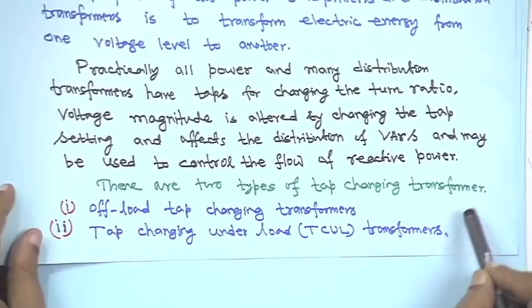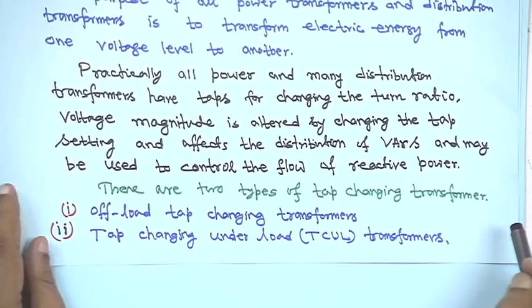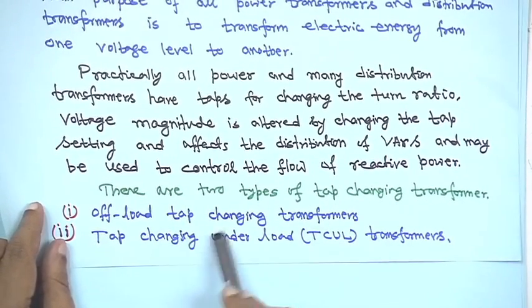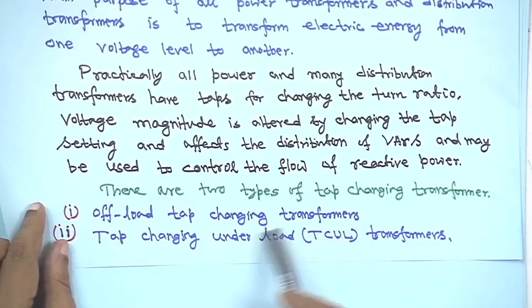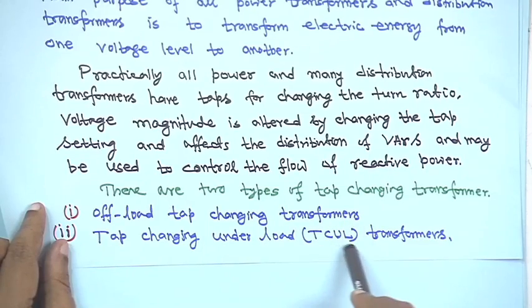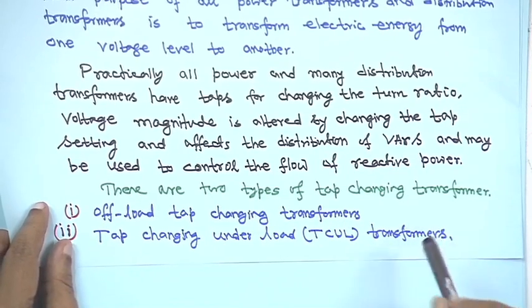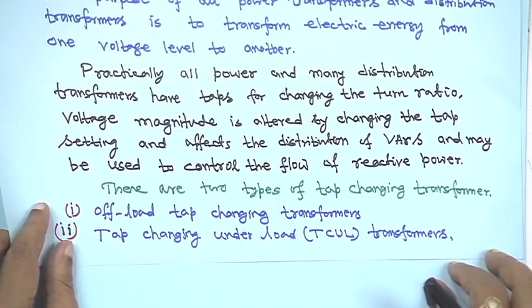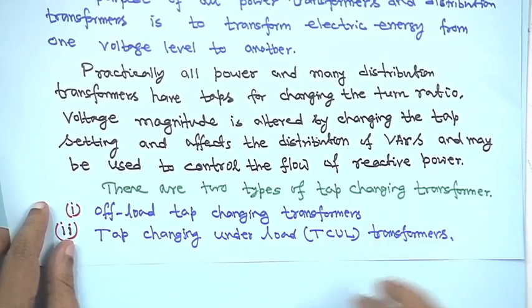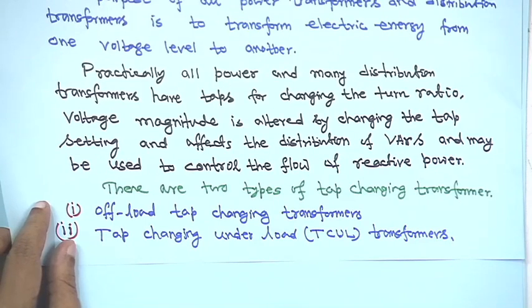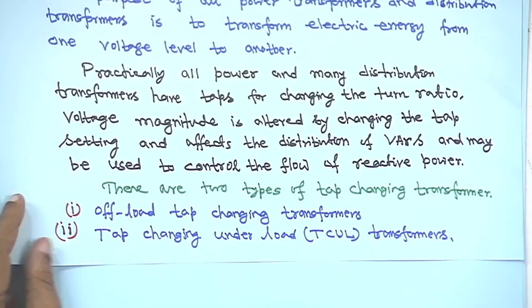So, basically there are two types of tap changing transformer. One is the off-load tap changing transformer, another is the tap changing under load, TCUL, transformer, right. Off-load means you have to disconnect the load from the transformer, then change the tap, and the other is the tap changing under load transformer, that means online you can change the tap, right.